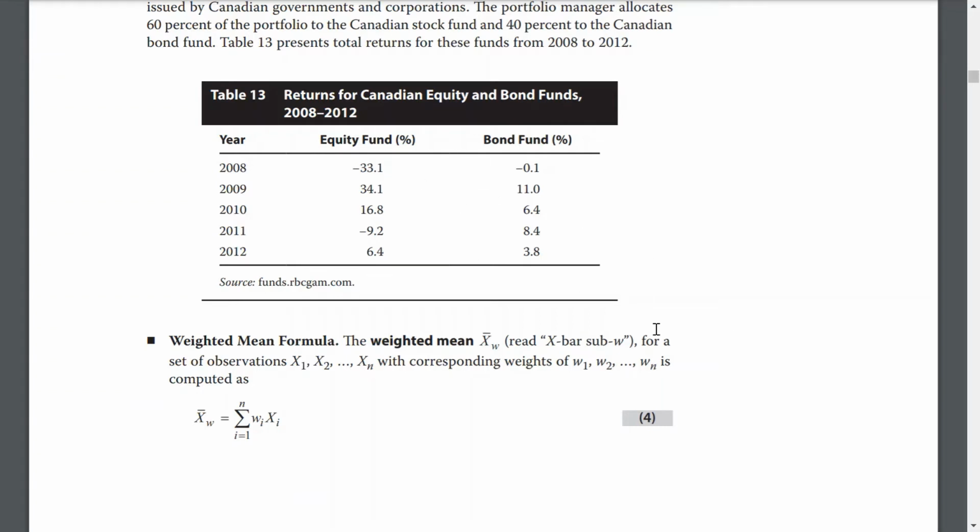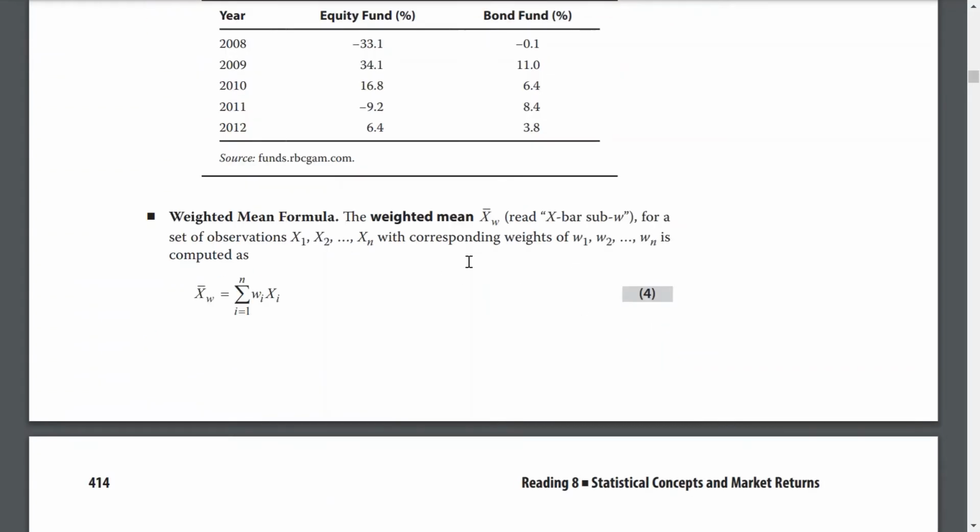Weighted mean formula. The weighted mean, X bar sub W, with a set of observations X sub 1, X sub 2, to X sub N, with the corresponding weights W sub 1, W sub 2, to W sub N, is computed as this.